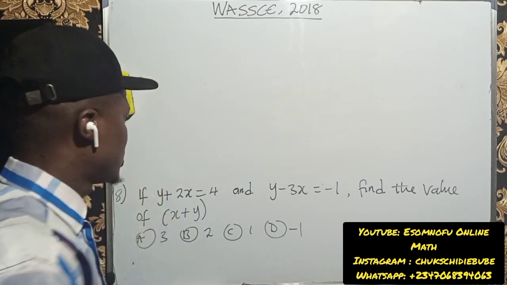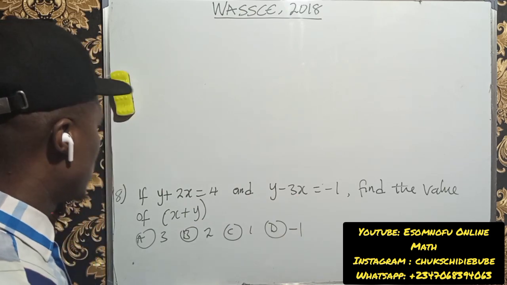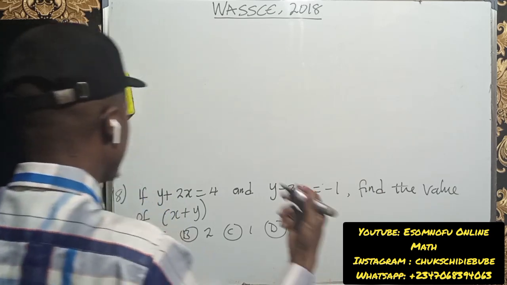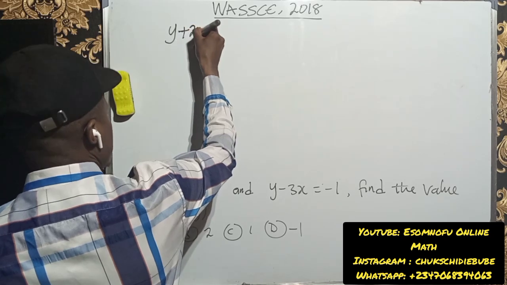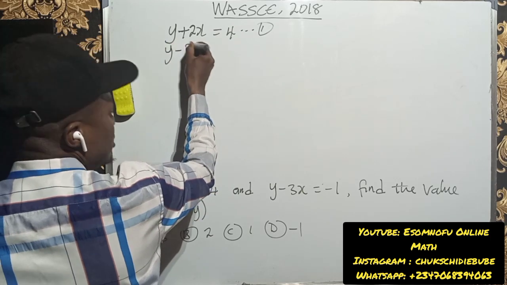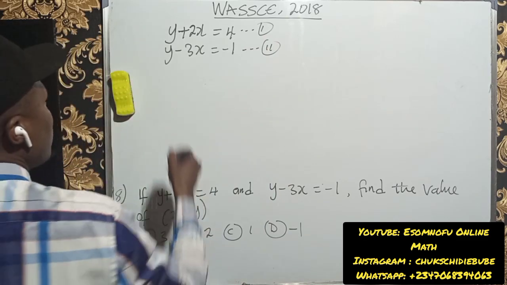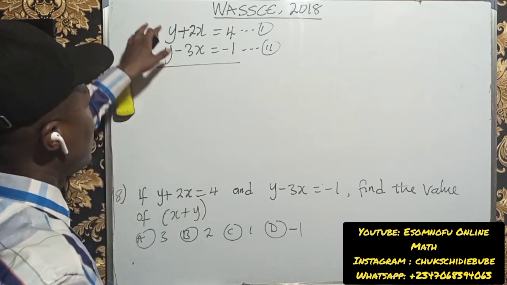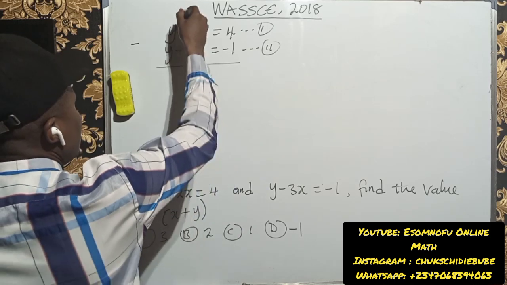Okay, so the next question here says that if y plus 2x is equal to 4 and y minus 3x is equal to minus 1, we should find the value of x plus y. This is a simultaneous equation, so let's use the elimination method. We have y plus 2x equals 4. This is equation 1. And y minus 3x equals minus 1. This is equation 2. Now we are going to subtract because y and y are equal here. So when I say equation 1 minus equation 2, y minus y will give us 0. So y has been eliminated.